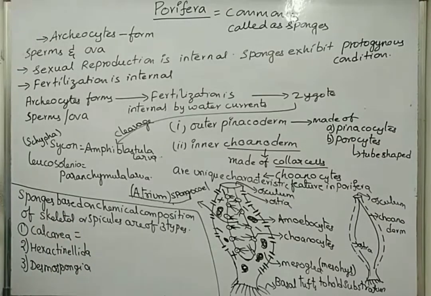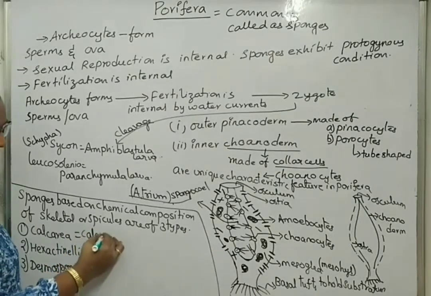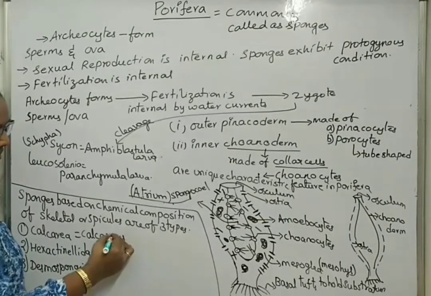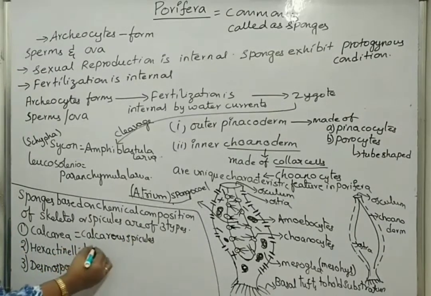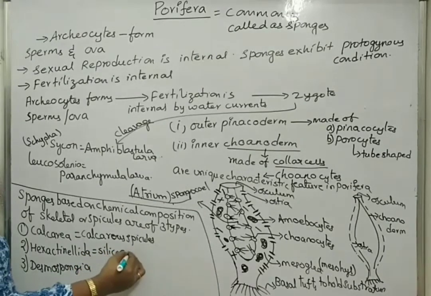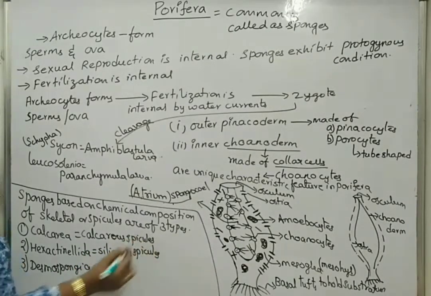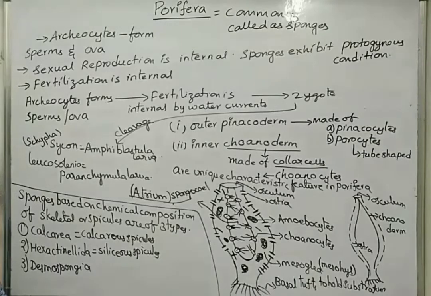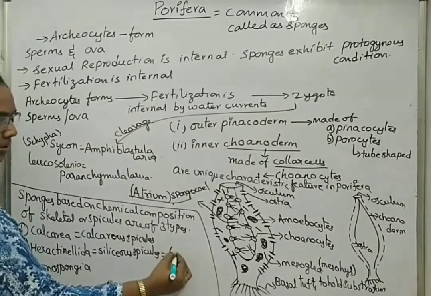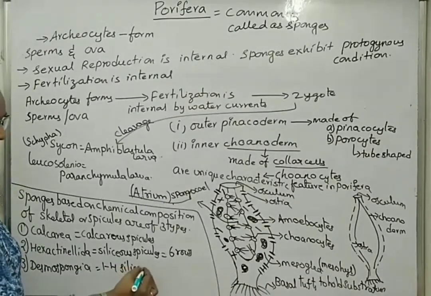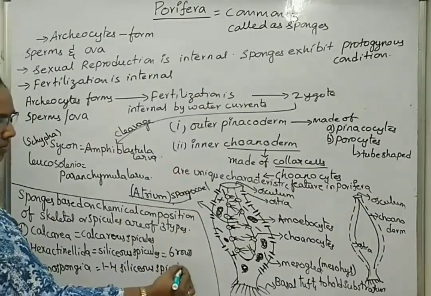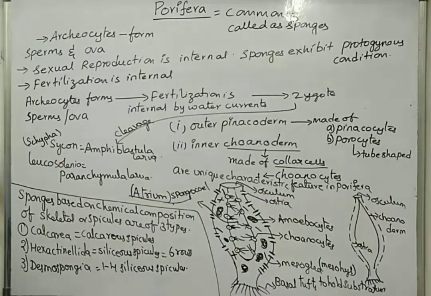So this is made up of calcareous spicules, and here it is made up of siliceous spicules, and Desmospongia are also made up of spongin fibers or siliceous spicules. But here it is 6 rows. Here it is 1 to 4 rows of siliceous spicules. These are a few important points regarding the sponges.